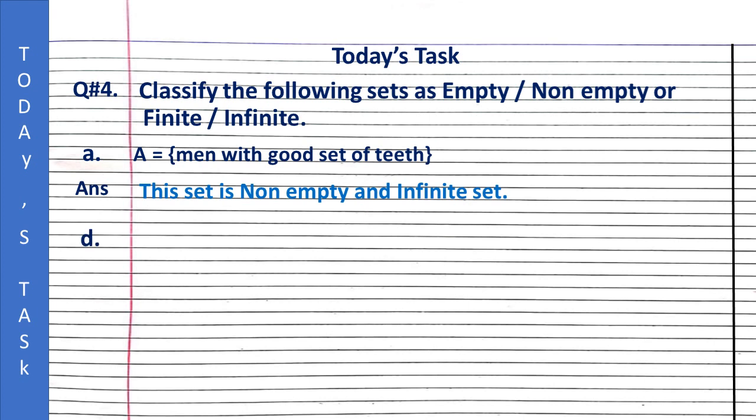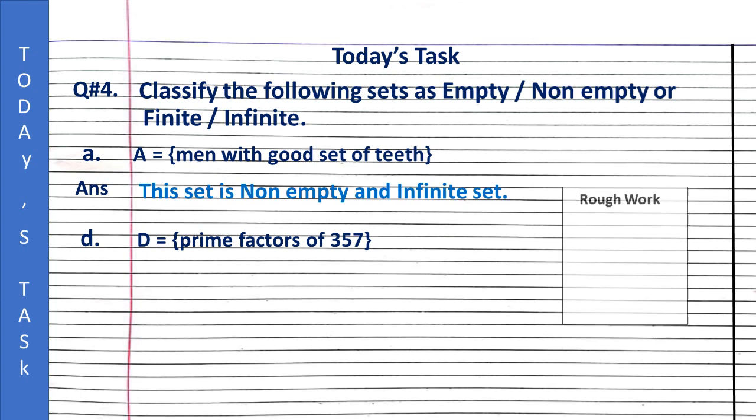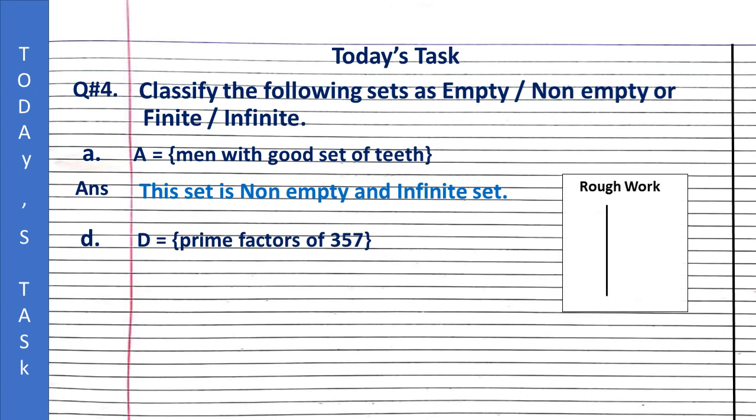Let's start part D of question number 4. Set D is equal to prime factors of 357. Dear students, do you know what is meant by prime numbers? Yes, very good. You know very well. The numbers which can be divided only by 1 and itself. Dear students, before writing the answer, we have to find the prime factors of 357. Dear students, with the help of HCF, we can find the prime factors of 357.